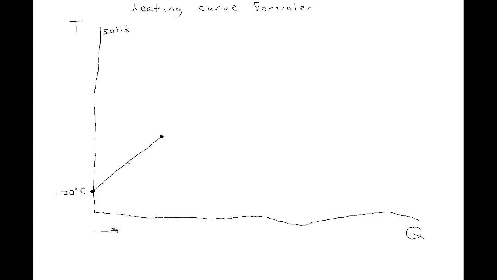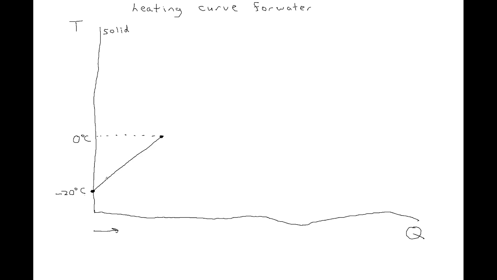As we add heat, the ice will get hotter. That really should just be common sense. But that process will stop when we get to 0 degrees Celsius. So what does this represent? This represents ice at negative 20 degrees.